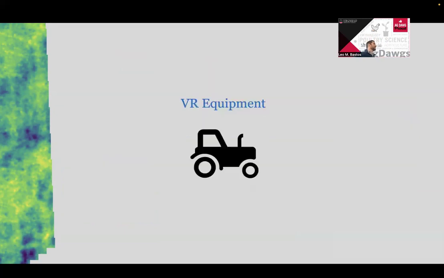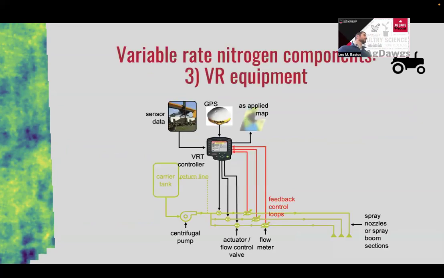All right, so lastly, I just want to briefly talk about the variable rate equipment side of things. We talked about the three components: a sensor to collect the data, an algorithm to transform the data into a decision, and now the equipment to actually apply that decision to the field. This is just a quick schematic from Dr. Velides, showing that you're going to have a VRT controller in the cabin of, let's say, a tractor or maybe a self-propelled equipment that has GPS.